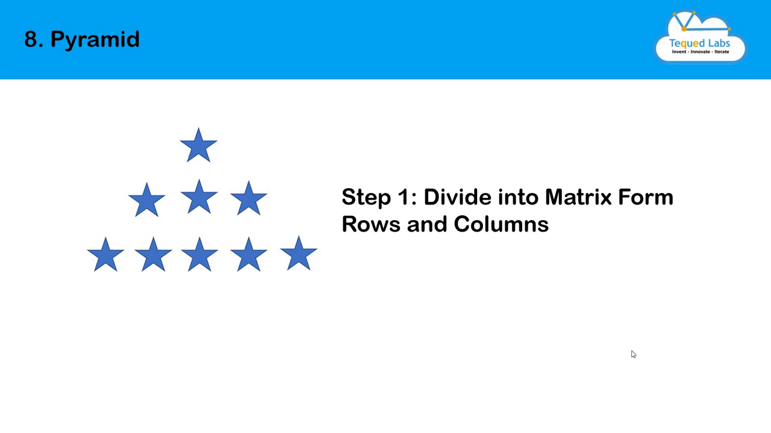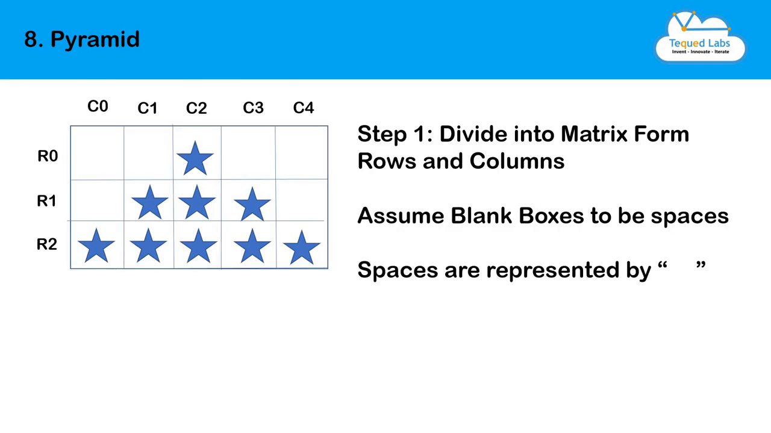The next pattern is a pyramid. So let us analyze the pattern. The first step would be to divide the pyramid in terms of rows and columns and label them. We have already done that. Rows start from 0 and go all the way up to 2, and columns start from 0 and go all the way up to 4.